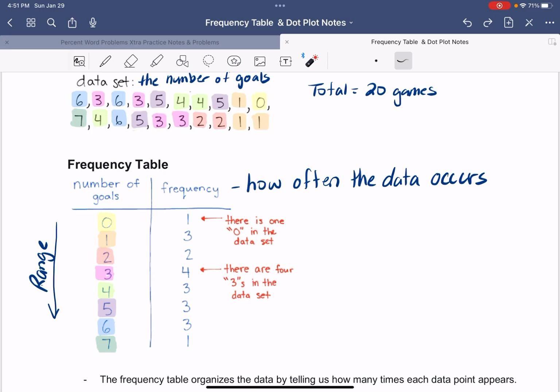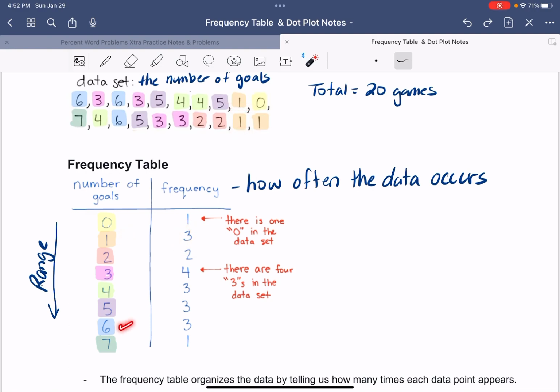But for frequency, now we're breaking down the data and counting every data point. For example, we write down 0 and ask, how many times does this occur? What is the frequency? I see it 1 time in the data, so I'm going to write 1. Next number. How many times did the freshmen score 1 goal in a game? Let me look at my data set. 1, 2, 3. Yep, they wrote down 3 for the frequency table. And you're going to keep going all the way down.